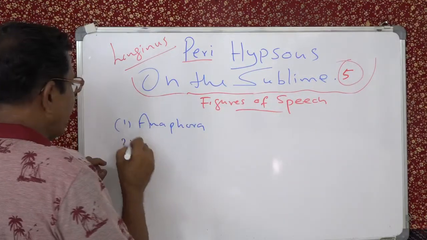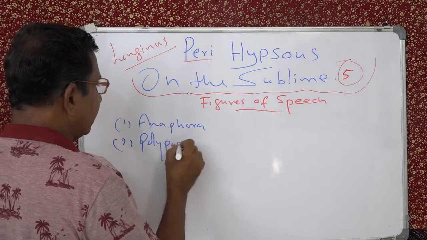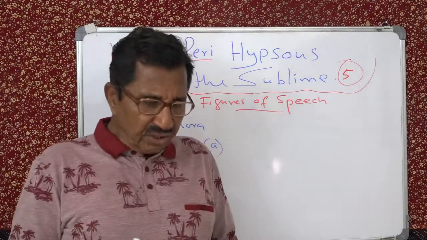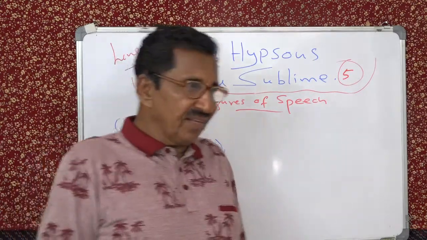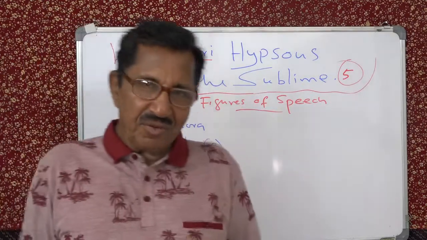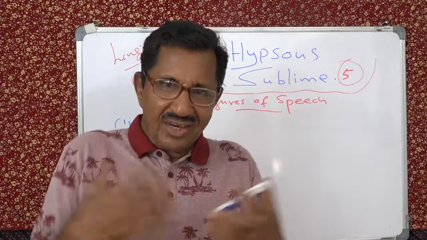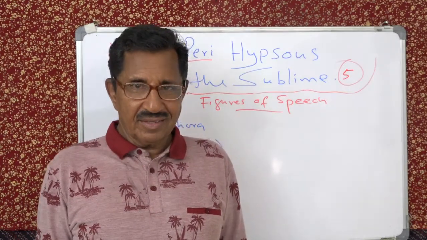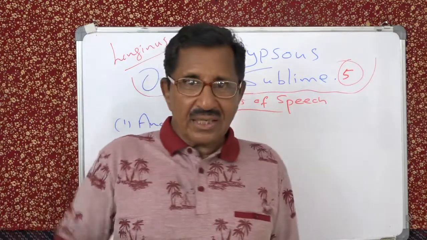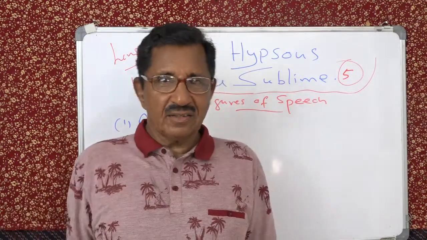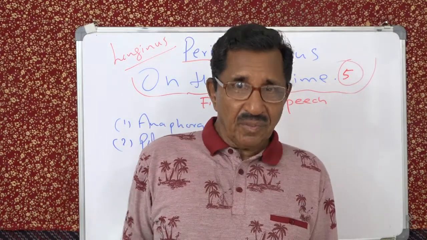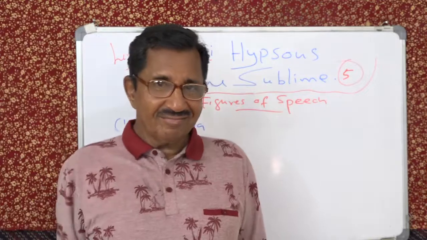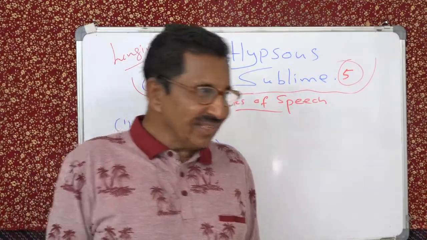And the second is polyptoton. The plural is polyptota. It is repetition of a word in a different form. See, these are: my heart's heart, my friend's friend, my liver's liver, my sweetheart's sweetheart. That's the repetition of words. Sometimes it can be the same form but different intonation. In Hamlet, Polonius asks Hamlet a question: What do you read, my lord? Hamlet says, words, words, words. That is polyptoton.